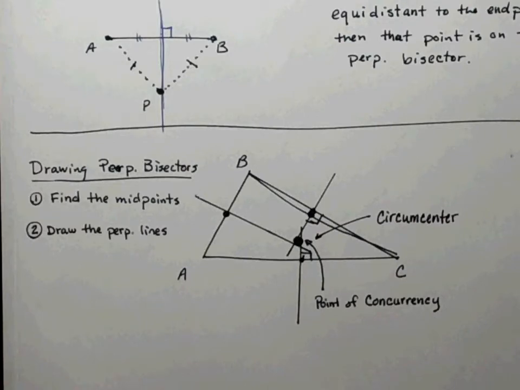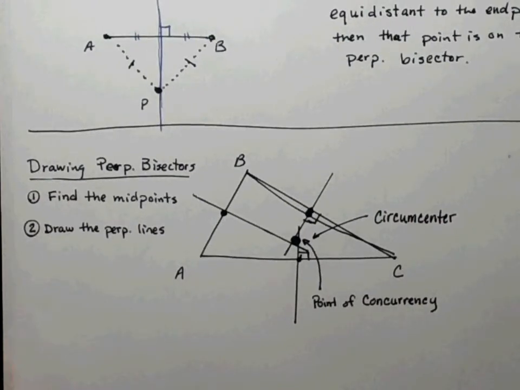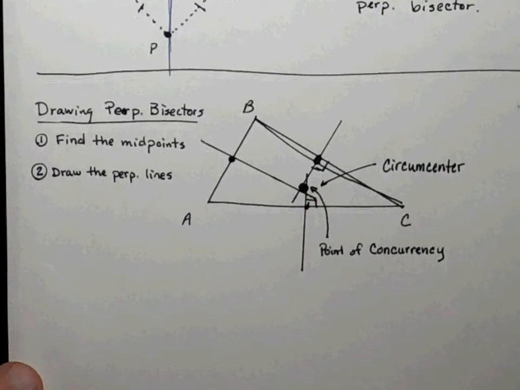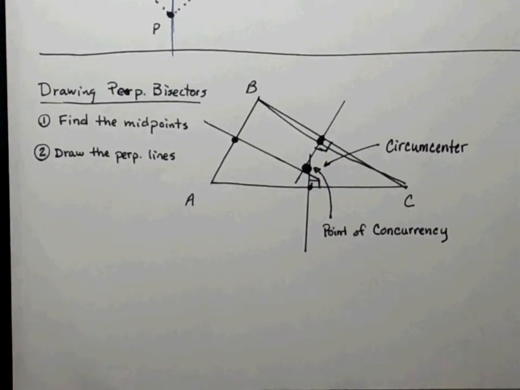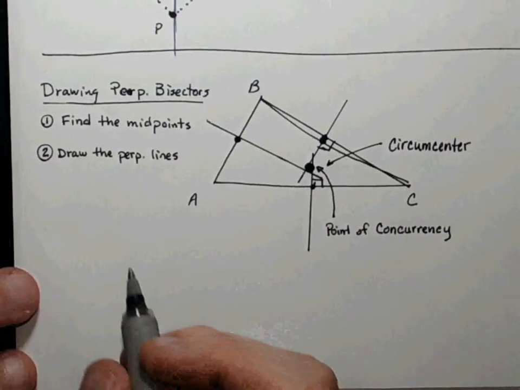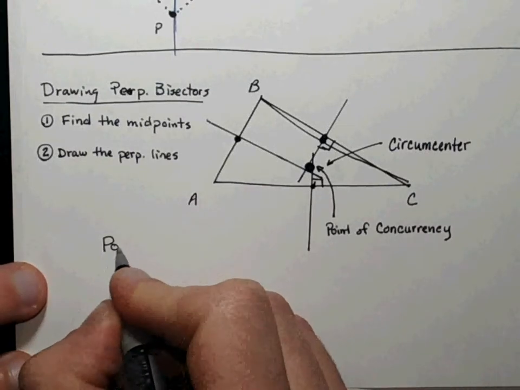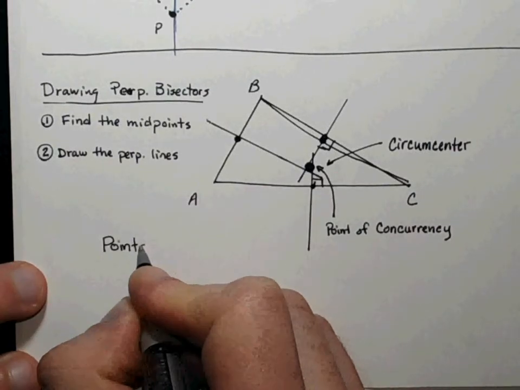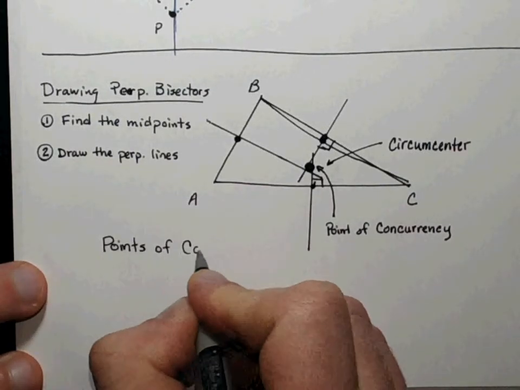So what we're going to be doing for this chapter, you can do this on another piece of paper, on the notes that you have, I don't care, we are going to be making a list of points of concurrency. There are going to be 4 different points of concurrency. So this is the title of your list, points of concurrency.